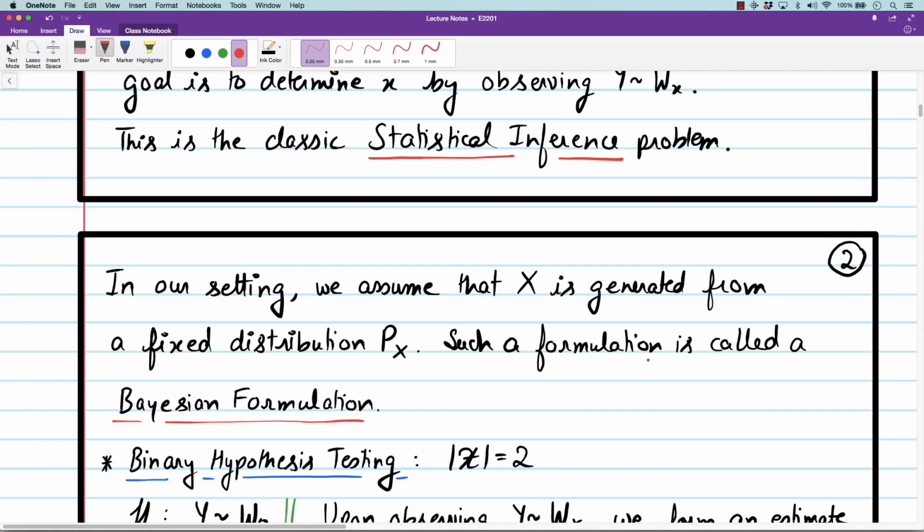So we will look at a specific kind of statistical problem, which is sometimes called a Bayesian formulation. What happens in a Bayesian formulation is that you have a distribution which generates this x. So we assume that x is generated from a fixed distribution P_X. That's what we'll assume throughout, and such a formulation is called a Bayesian formulation. In this part of the course, we will go with a Bayesian formulation.